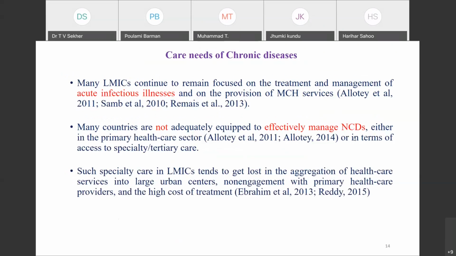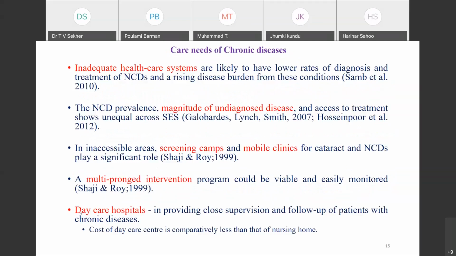Apart from that, specifically regarding the care needs for these chronic diseases, many of the low and middle income countries continue to remain focused on the treatment and management of acute infectious illness and on the provision of MCH services. So many countries are not adequately equipped to effectively manage NCDs, either in the primary healthcare sector or in terms of access to specialty or tertiary care. Inadequate healthcare systems are likely to have lower rates of diagnosis and treatment of NCDs and a rising disease burden from these conditions.